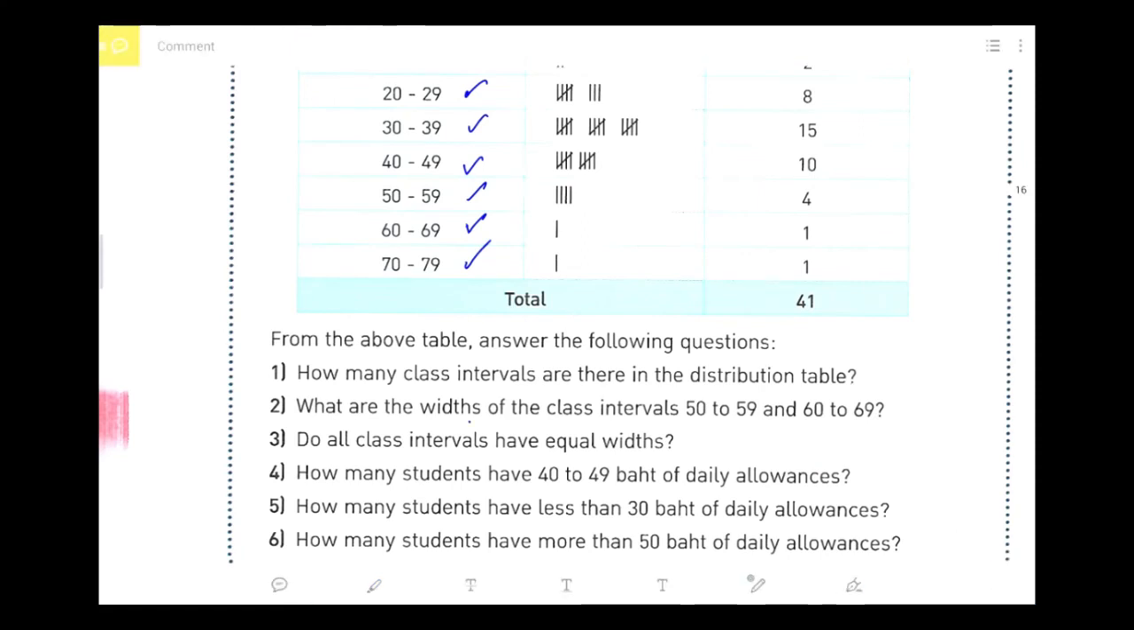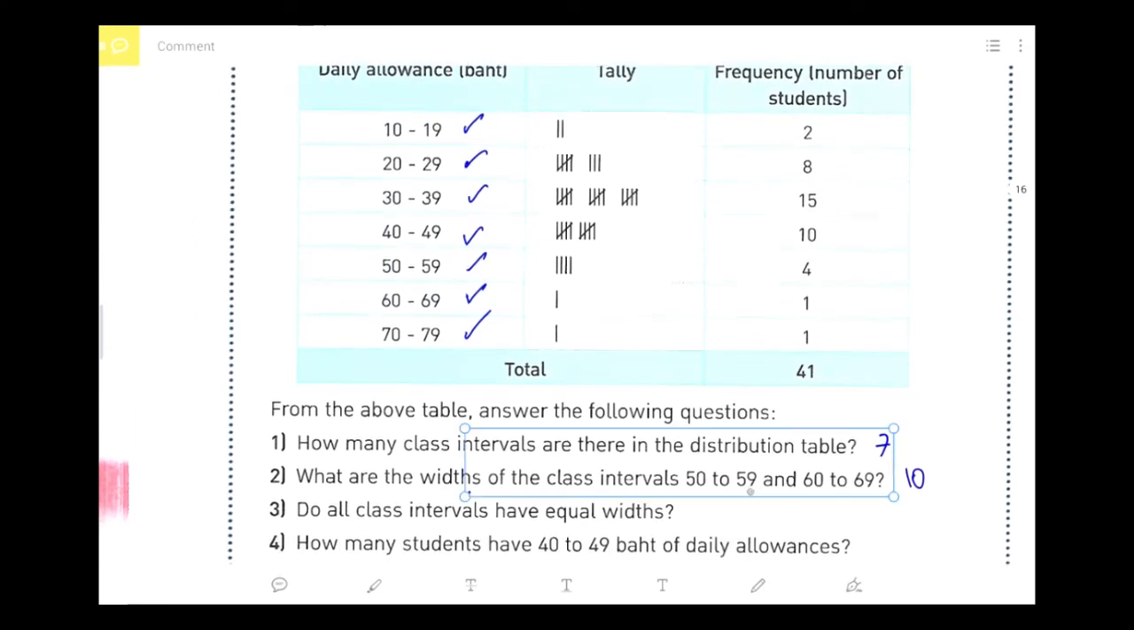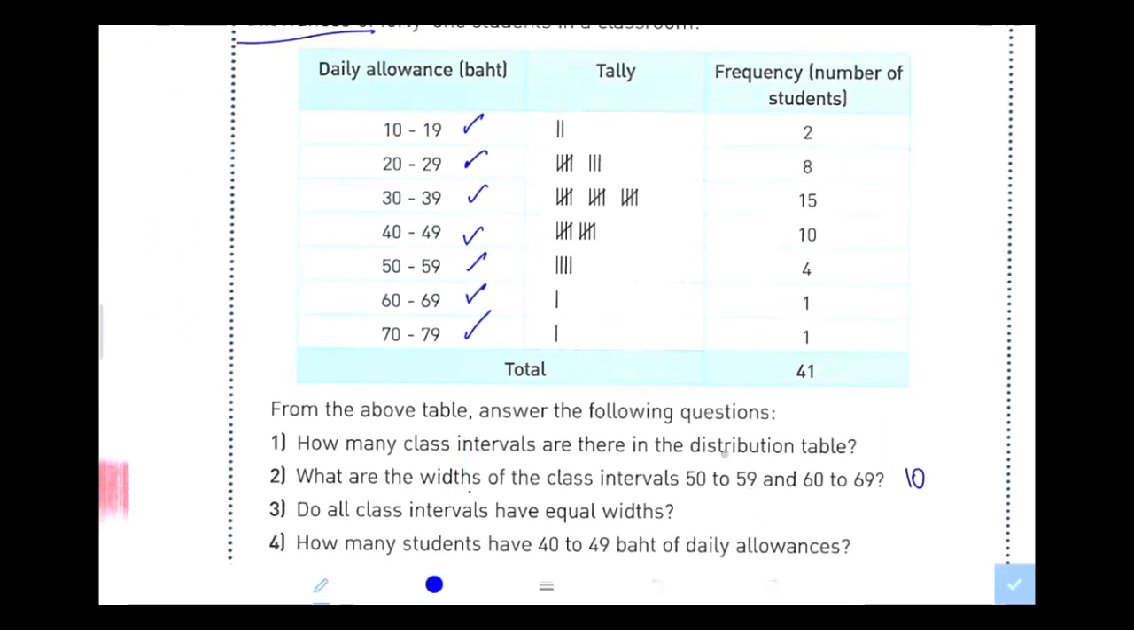I would say the answer is 10. How do I know, right? 50 to 59. So let's say the minimum is 50, and then you go 51, 52, 53, 54, 55, 56, 57, 58, 59. Yep, that's the maximum. So now you count 1, 2, 3, 4, 5, 6, 7, 8, 9, 10.